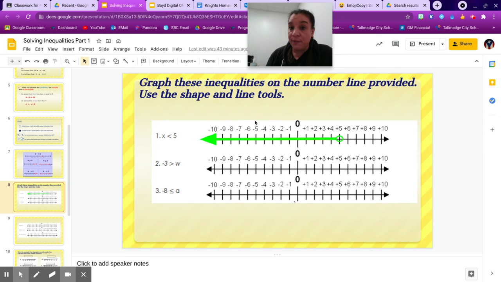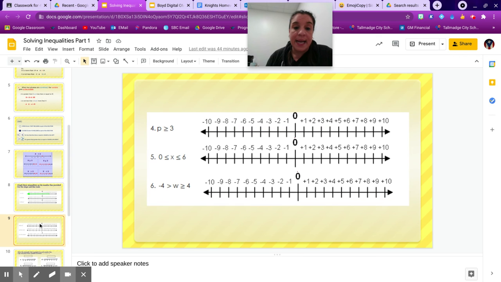All right, so I did the first one for you. X is less than 5. X cannot equal 5. So 5 gets an open circle, and then I shaded to the left. To make this line bigger, all I did was I came up here to line weight, and I made it a little bit thicker. You can do that over here with your arrows. You can pick the direction that your arrow goes, etc. So give that a try on slides 8 and 9.